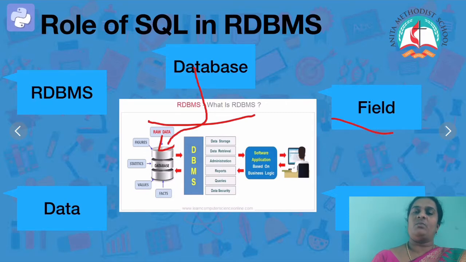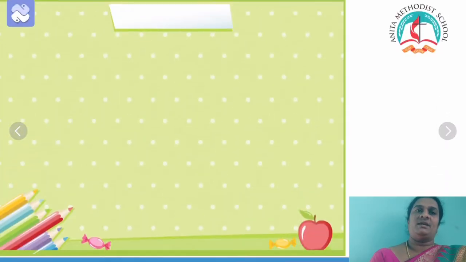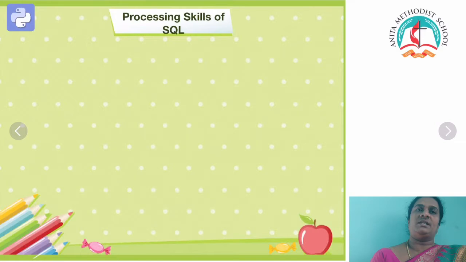So for example, I want to pull out a first student, for example student A. That is called a record. So that is the role of SQL in RDBMS. Okay. And then the next part, we are going to see about the processing skills of SQL.